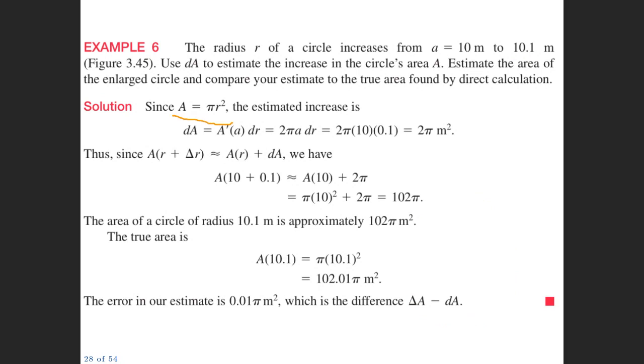Area of a circle, pi r squared, we know this. Differentiate it, dA, how much the area is going to increase, 2 pi r dr. r, the radius of the circle, is 10. How much are we increasing the radius? We're increasing it by 0.1. So we're increasing the area by 2 pi square meters, approximately. So that means the area of the new circle, the bigger circle, is approximately the area of the circle we started with plus 2 pi. So approximately 102 pi.